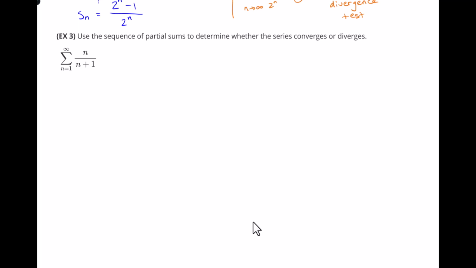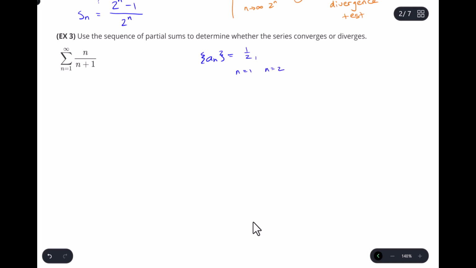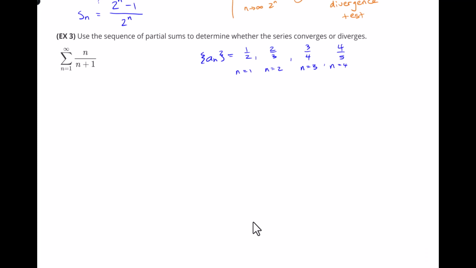So the individual sequence terms, I'm going to say a sub n. When n is equal to 1, we would have 1 over 2, so 1/2. When n is equal to 2, that would be 2 over 3, so 2/3. When n is equal to 3, we would have 3/4, and so on. So when n is equal to 4, that would be 4/5. And that might be enough to figure out what's happening here. Okay, the partial sums, starting with the first one, is just 1/2.